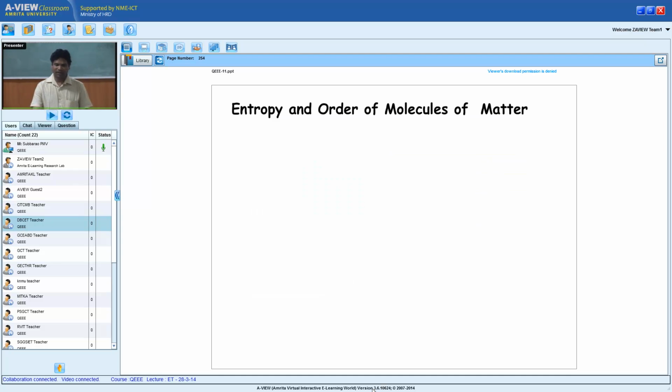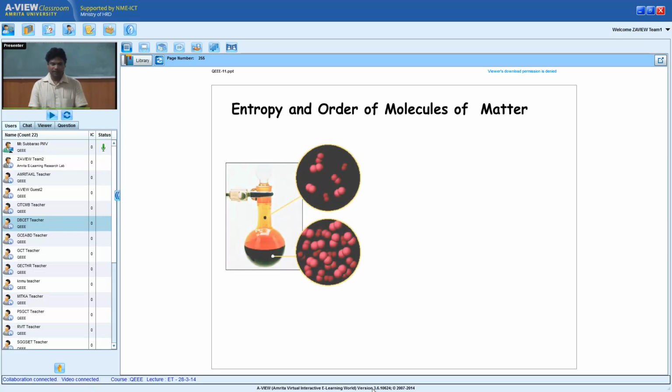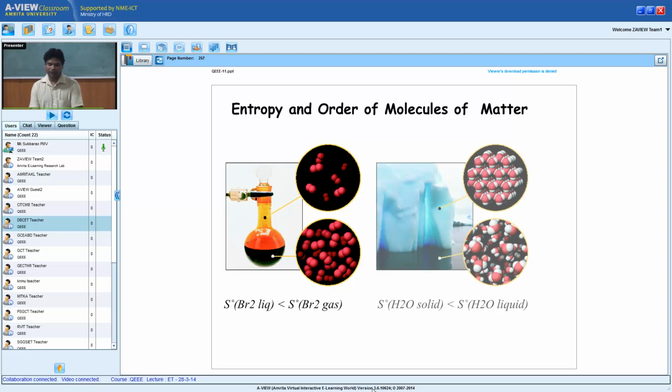You see this, if you want to create a random state from an ordered state. So I'm giving examples. This is bromine. The liquid bromine will have less entropy than the bromine gas. Now you see this, I have an ice and water mixture. If I see the ice structure, see H2O is so nicely packed. The same thing when it is water, no doubt both are H2O.